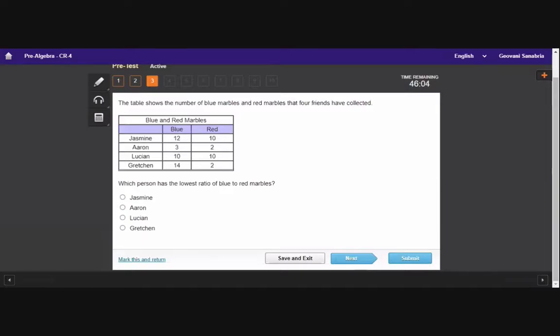Okay, so on this, the question says which person has the lowest ratio of blue to red marbles? That wording, blue to red, do you know which one goes on top and which one goes on bottom with that wording? Is it always the first? Yeah, so the blue. Blue to red, that's the same thing as saying blue over red. Oh, okay.